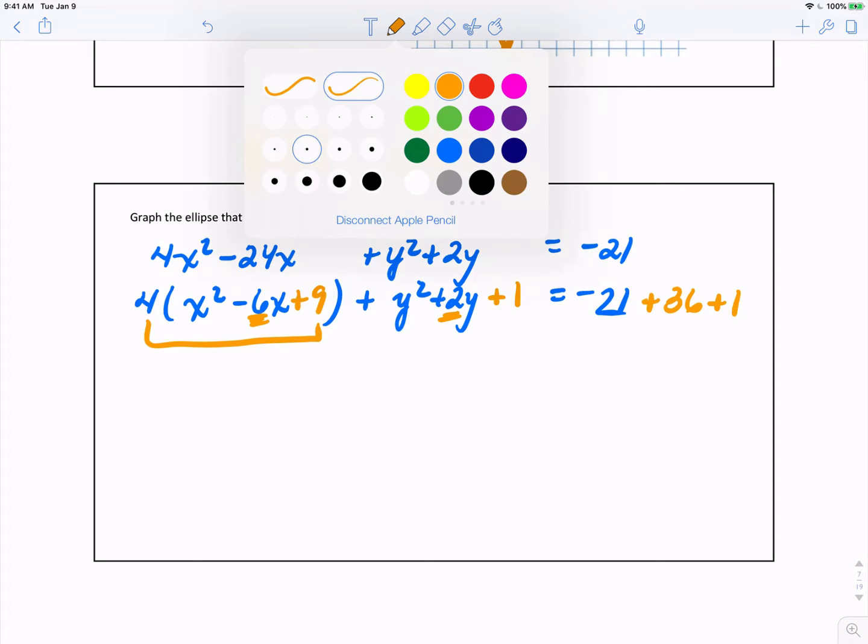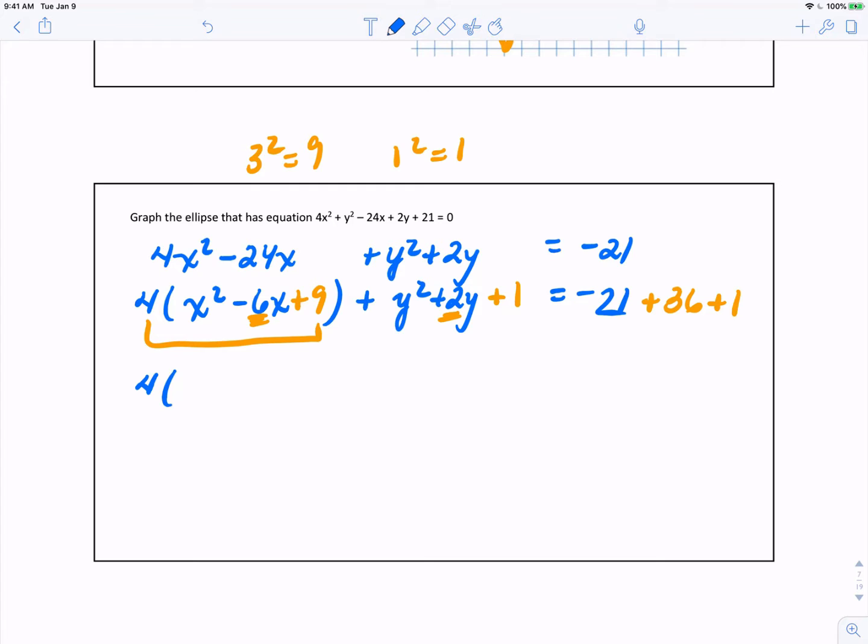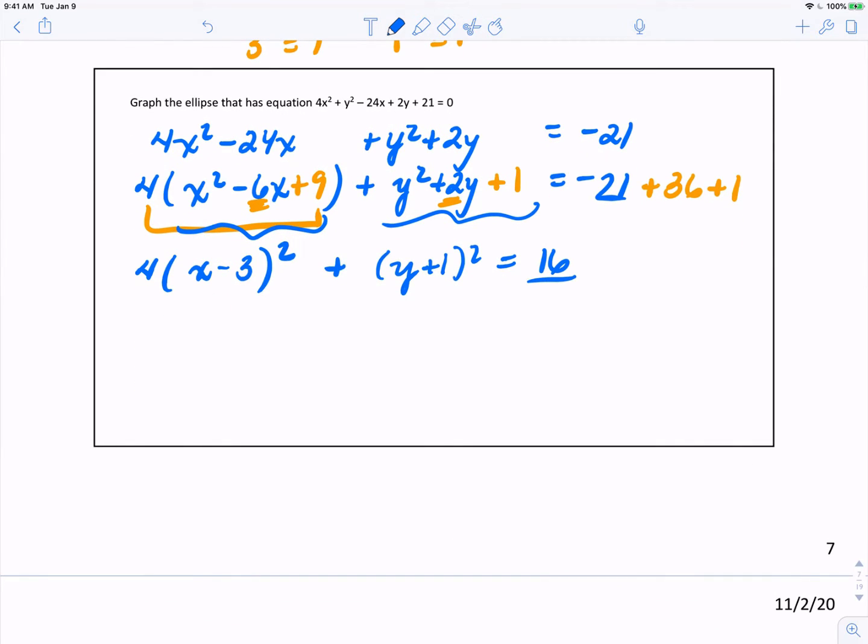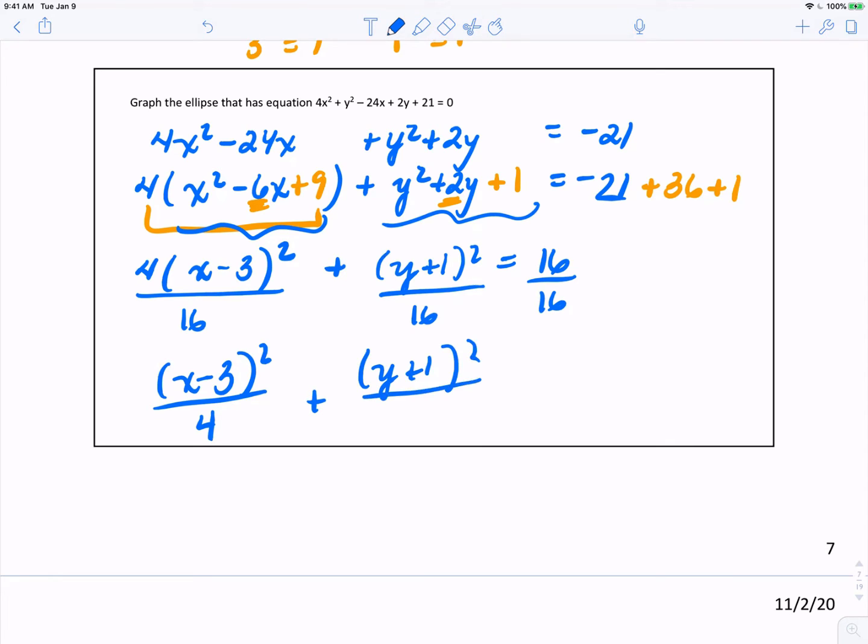All right, so let's see what we have. We have 4 times, this is going to factor as x minus 3 times x minus 3, or in other words, x minus 3 squared. And this is y plus 1 squared, equals, and over here we have 16. Finishing touch, we want this equal to 1, so we divide all terms by 16. So we have x minus 3 squared over 4 plus y plus 1 squared over 16 is equal to 1.